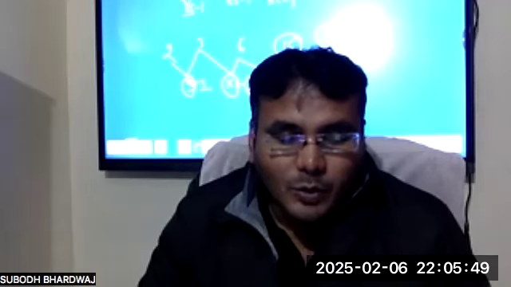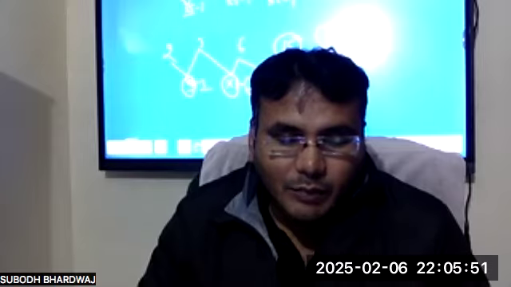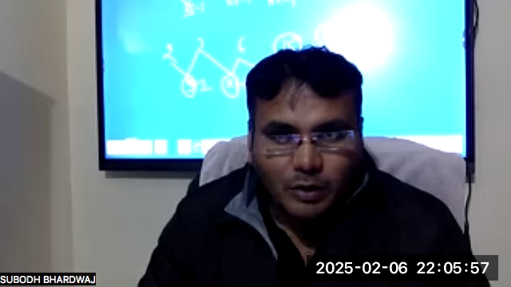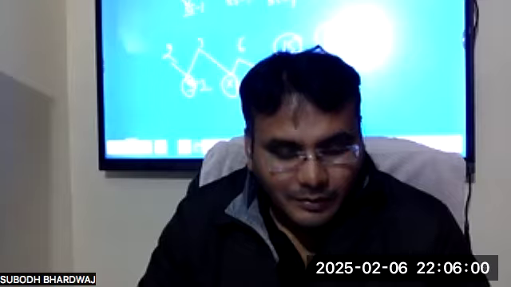NP1 to 6: groups 13, 14, 15, 16, 17, 18. Group 13 is the boron family, then carbon family, nitrogen, oxygen, halogen. 13, 14, 15, 16, 17.